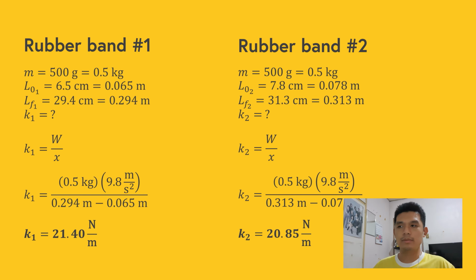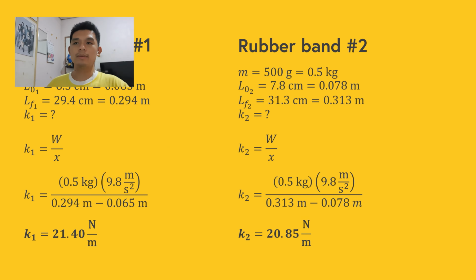So here in the problem, we are finding the spring constant, which is equal to weight over delta x, or change in length. So W is equal to mass times gravity, which is equal to 0.5 kilograms times 9.8 meters per second squared. And for the denominator, which is the change in length, final length minus initial length, so 0.294 meters minus 0.065 meters. So we can get the answer of 21.4.